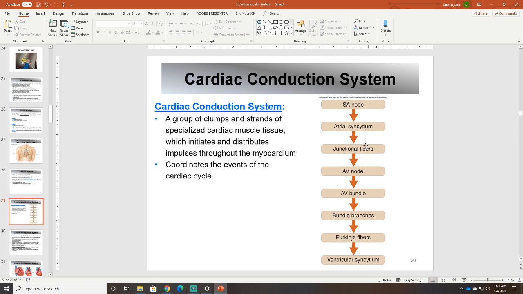And then there are junctional fibers between the atria and the ventricles, and they're going to continue the signal, propagate the signal down to the AV node or the atrioventricular node. This is another node, as you might guess, found between the atria and the ventricles. The signal is then conducted through the AV bundle, the bundle branches, the Purkinje fibers, or a lot of people say Purkinje. I hate that, but a lot of people say Purkinje. And then down to the ventricular syncytium.